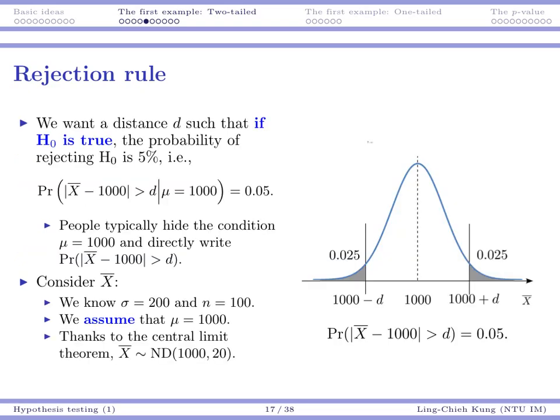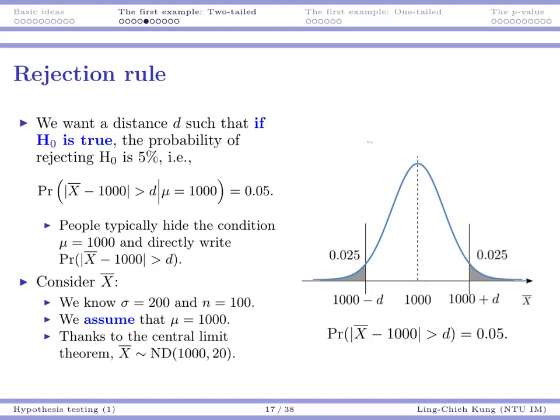Okay, so now it's time to do some calculation. We want a distance d so that if the null hypothesis is true, the probability for us to make a mistake and reject H0 is only 5%. That means if mu is really 1000, we need d to make the error probability, or the rejecting probability, to be only 5%. This is the mathematical expression for this concept. And now, when we have this expression, typically we would ignore that mu equals 1000 and just write the former part when we want to condense the expression.